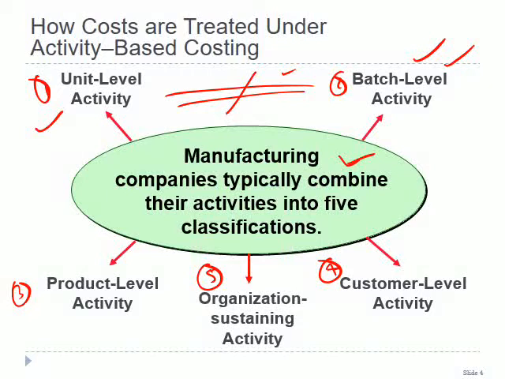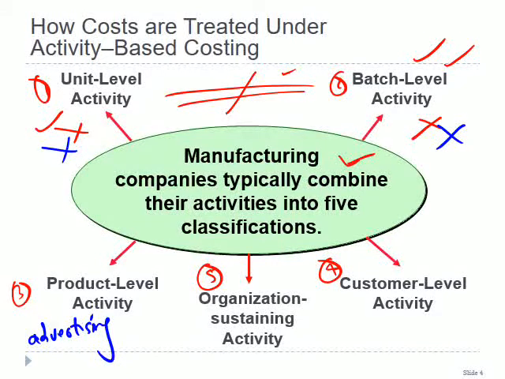Now the third is product level activities. They are related to a specific product and must be carried out regardless of the batch level and unit level, right? I'm just going to change the ink color here. So what kind of product level activities? The examples include designing or advertising a product. It would be a product level activity. Just write it, advertising, right?